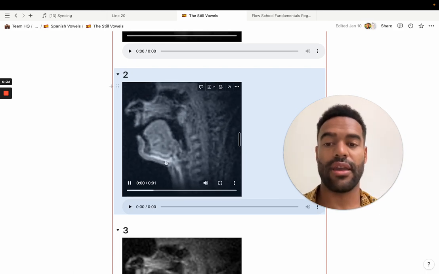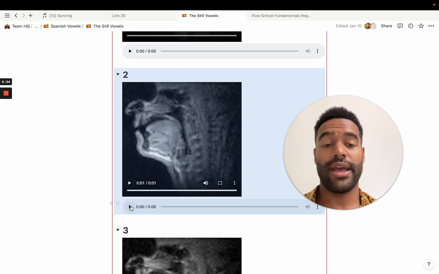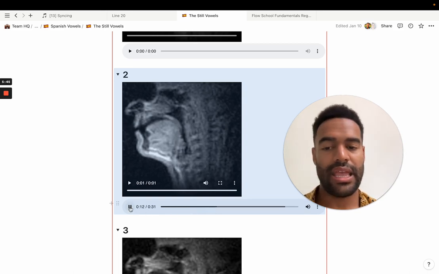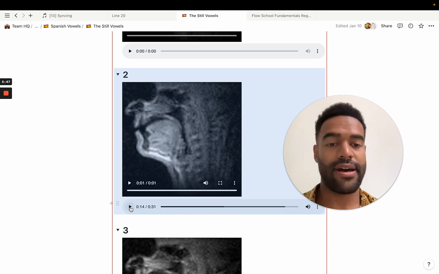You can see an MRI scan of someone doing it, as well as listen to a bunch of words that have that sound in it. Come. Eso. E, Ena. Lleva. Yeva. So, space for you to mimic and practice.